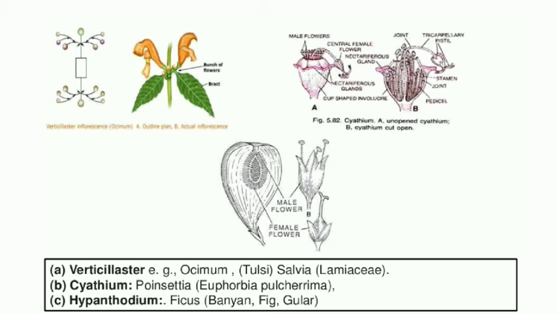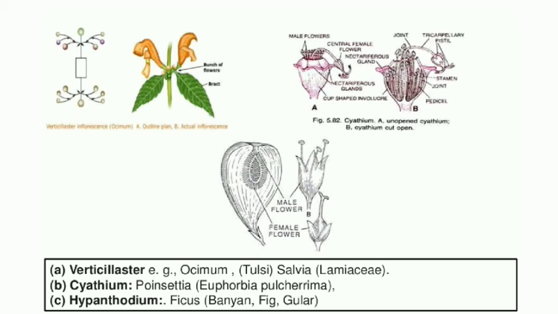Right. Lastly, the last type of inflorescence is a Panthodium, usually observed in a ficus plant, banyan plant, fig, golar, etc. Here the thalamus becomes cup like structure. Thalamus is developed and it will cover many flowers. You can see the small flowers inside.